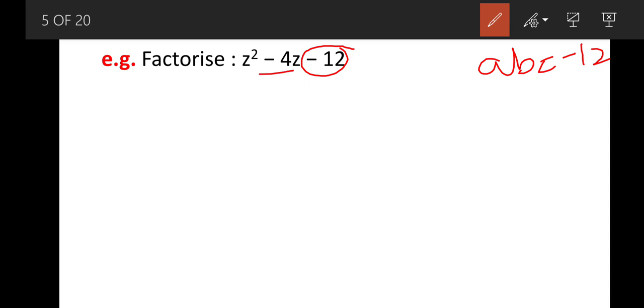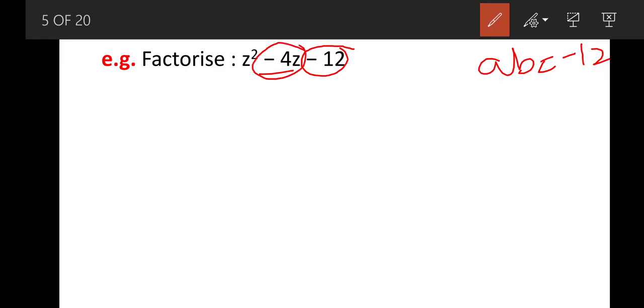So this means that one of a and b should be negative. So a plus b should be equal to minus 4 and ab should be equal to minus 12, and one of them should be negative. And which one should be negative? The one with the larger numerical value should be negative. Then only we will be getting minus 4z as the answer.